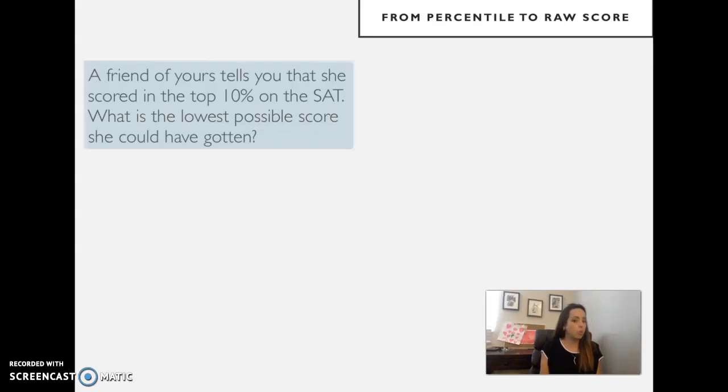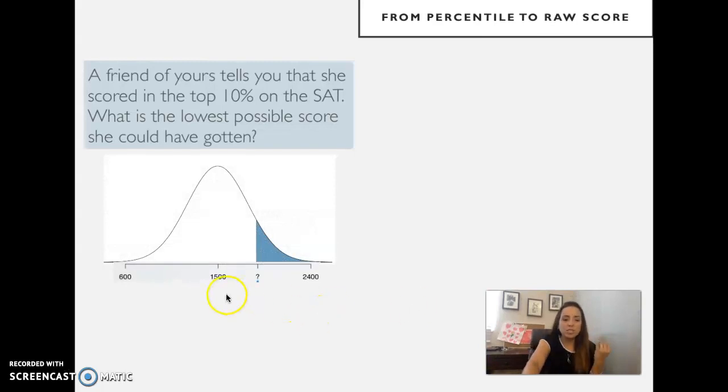Now, a friend of yours tells you that she scored in the top 10% of the SAT. What is the lowest possible score she could have gotten to be at that percentile? We went from score to percentile. Now we have a target percentile and we want to know the score. Perhaps you only know your score, so you want to know, did this person score more than me or less? You can go back to the score and figure that out. So it's always useful to draw. When you're doing the activities in the lab, make sure you have a sketch pad by your side and you're sketching these distributions to figure out what you're looking for.